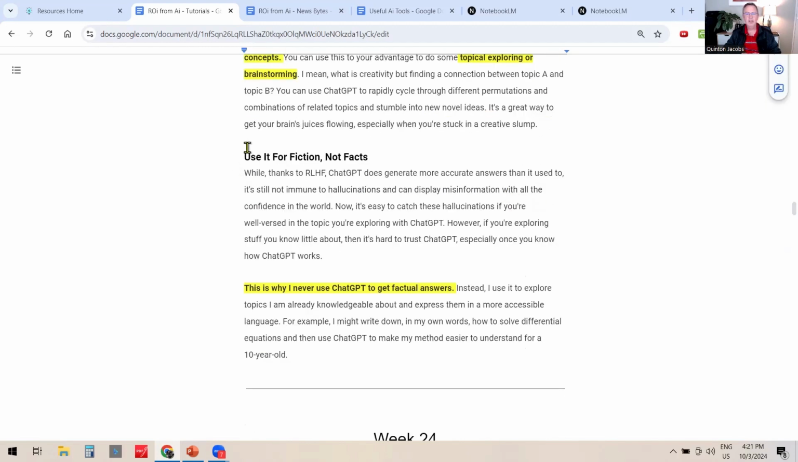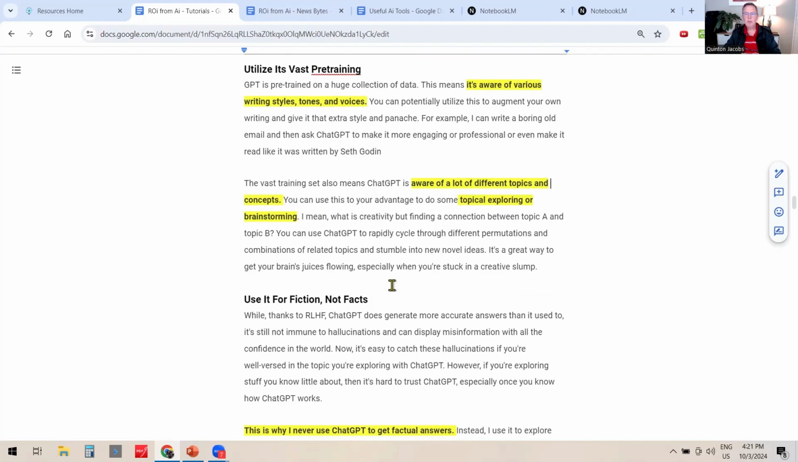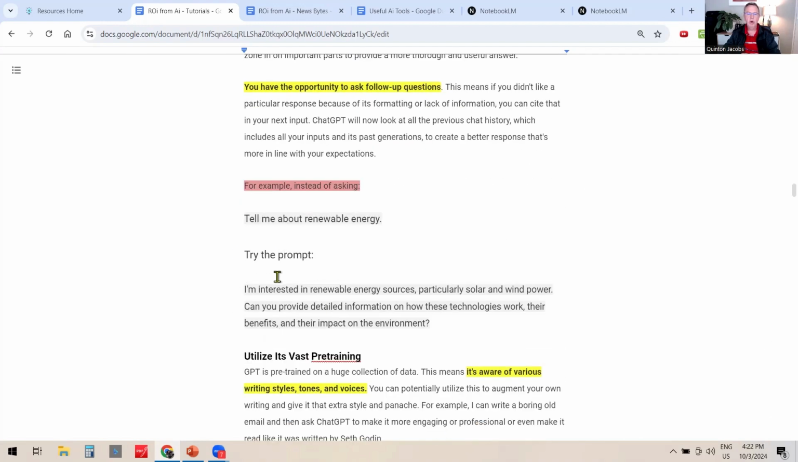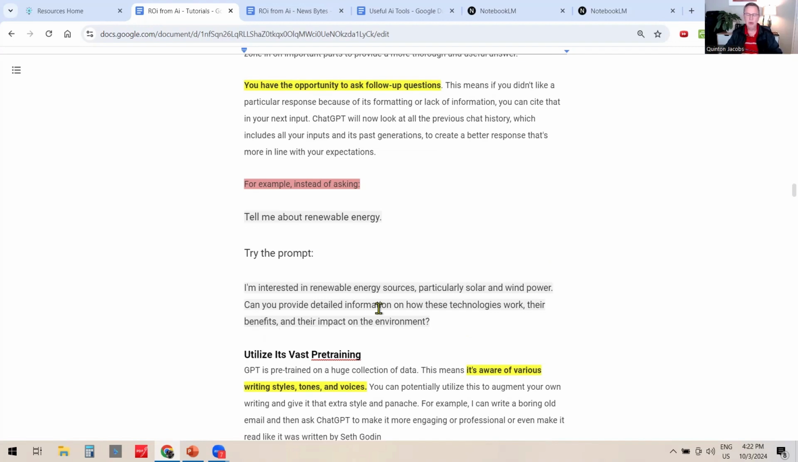Interesting thing that it says here is use it for fiction, not for facts. So it's saying that it's not always the most accurate thing, and it actually can write more creatively than it would reflect facts. So that's why it's always important to check facts and things like that, and maybe rather use something like Perplexity, which gives you the sources, so you can double check those sort of things.